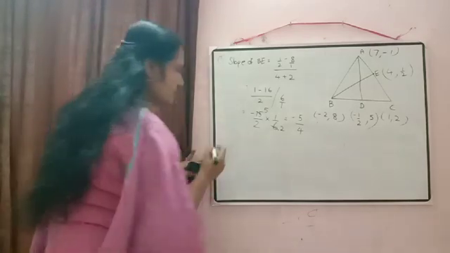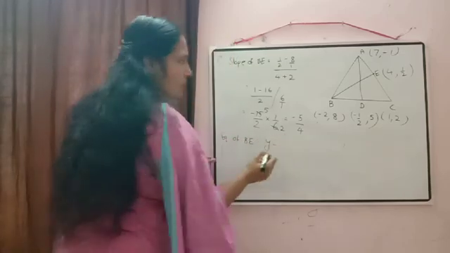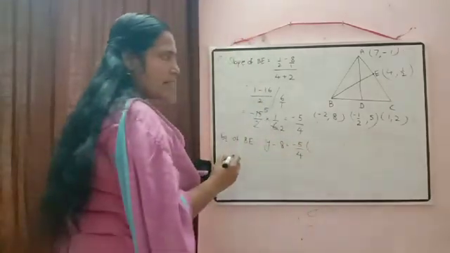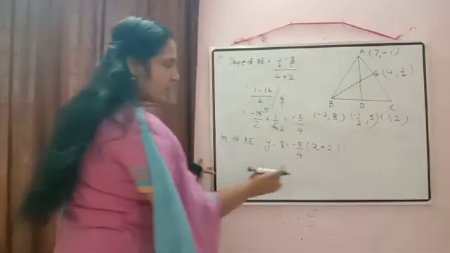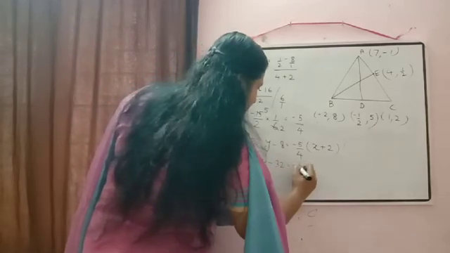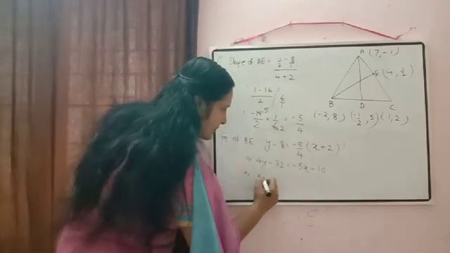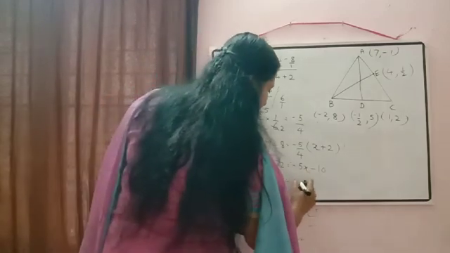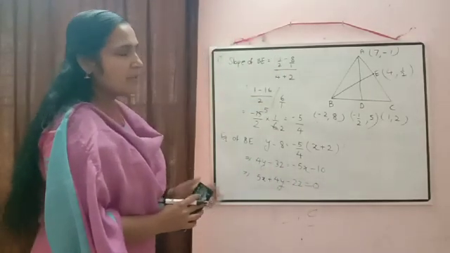Now we can calculate the equation of BE. Write down equation of BE. Y minus y1, so y minus 8 is equal to m, that is equal to minus 5 by 4 into x minus x1. So minus into minus plus there. Shift 4 here. Then we will get 4y minus 32 is equal to minus 5x minus 10. Now shift all the expression to one side. 5x plus 4y minus 32 plus 10 will give you minus 22 is equal to 0. This is the equation of median BE.